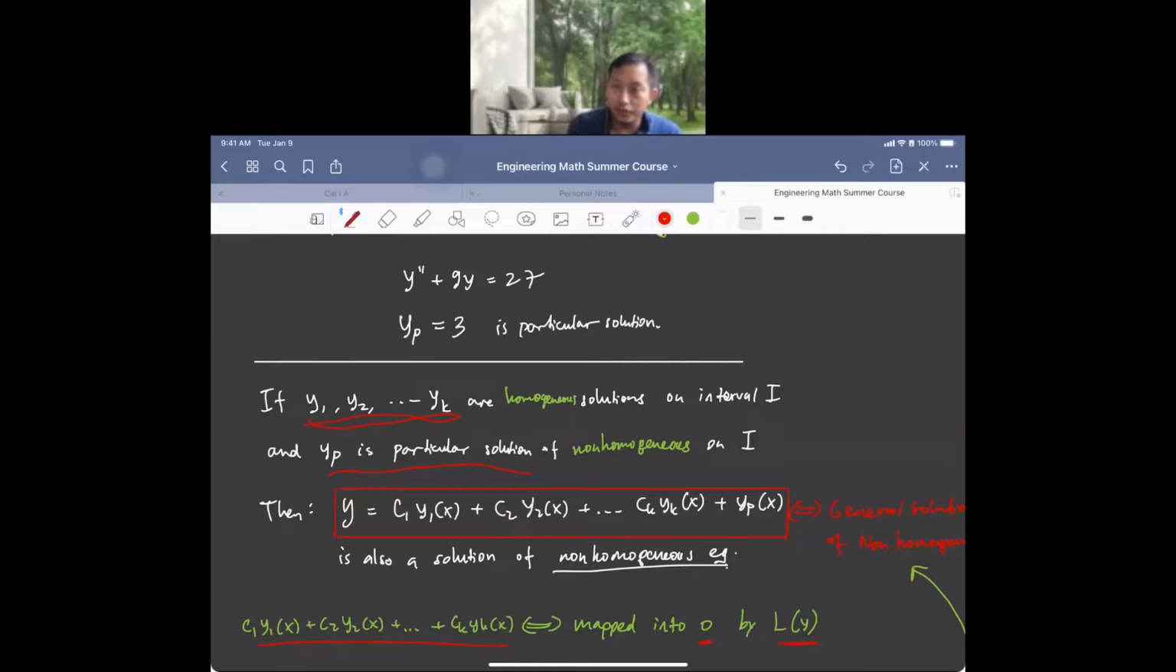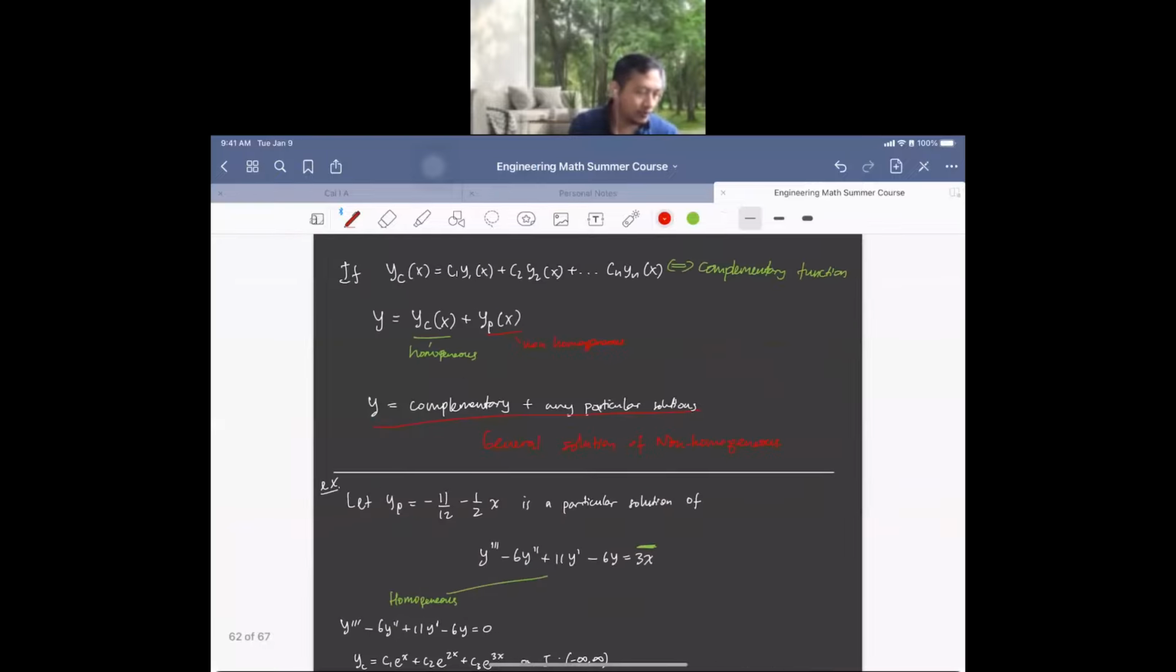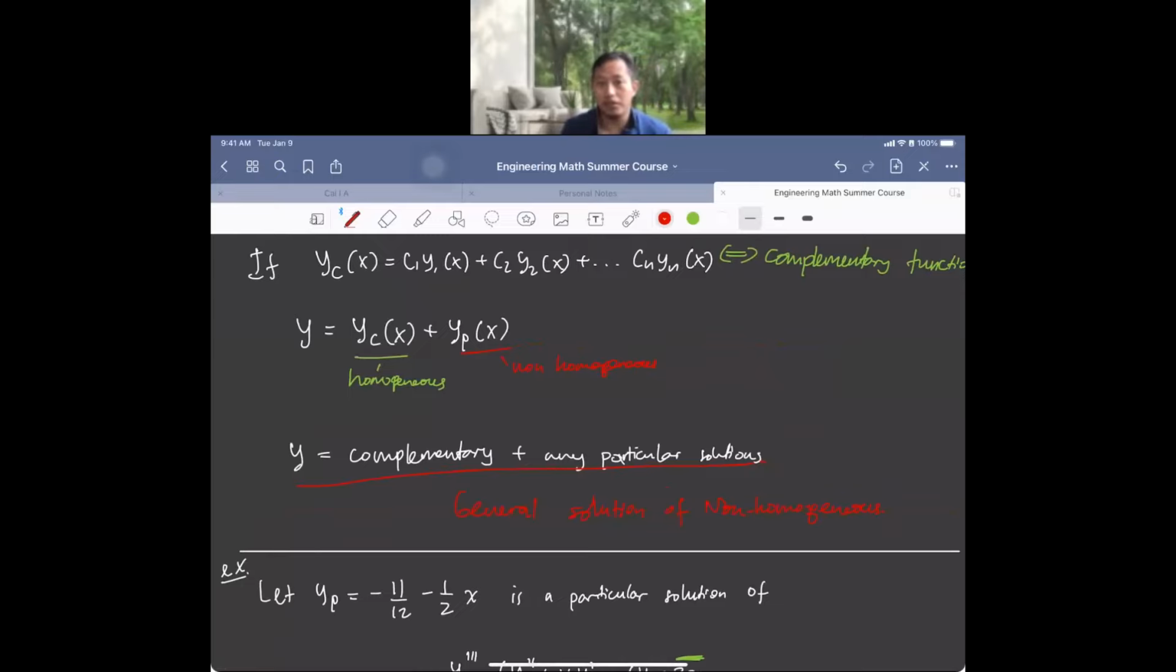So the solution for the non-homogeneous equation is the homogeneous solution plus a particular solution of that non-homogeneous equation. That will be the general solution, y equals yc plus yp. yc comes from the homogeneous equation, and yp comes from the non-homogeneous one. For the general solution of the non-homogeneous equation, we say y is equal to the complementary solution plus any particular solution.